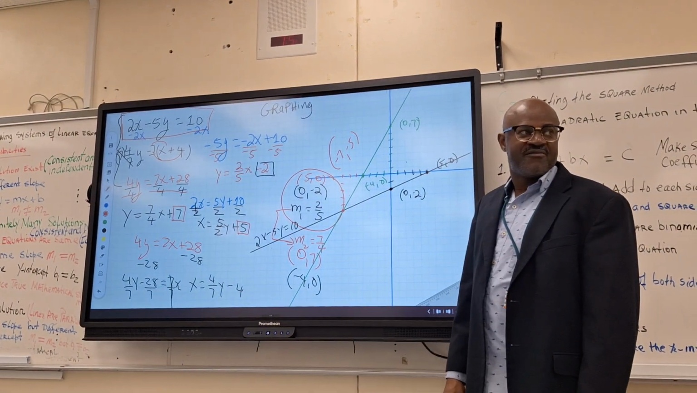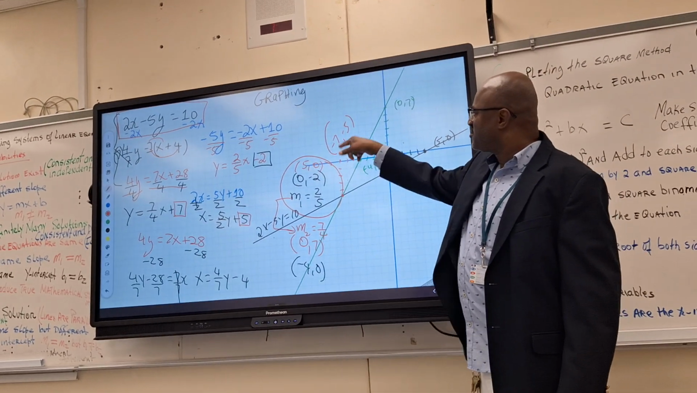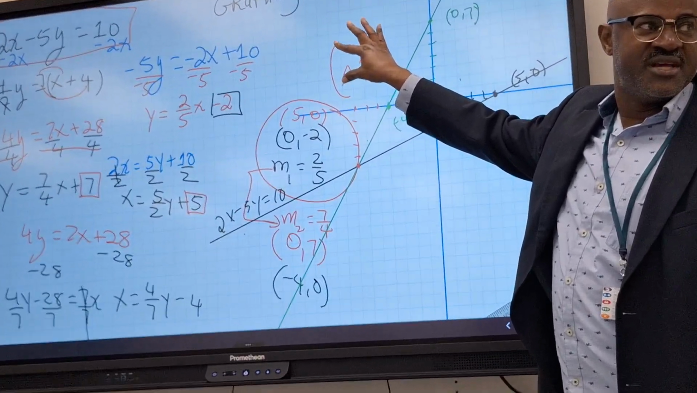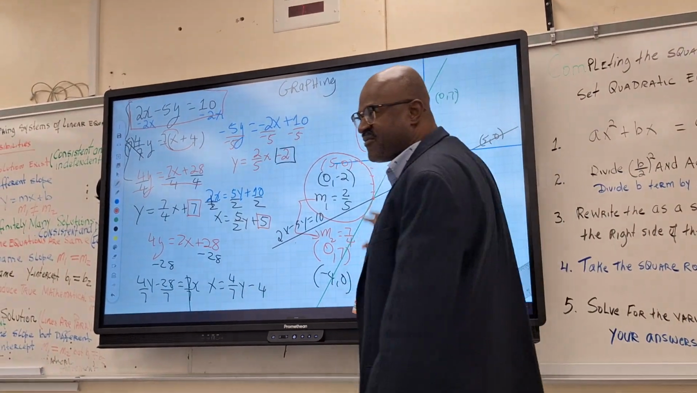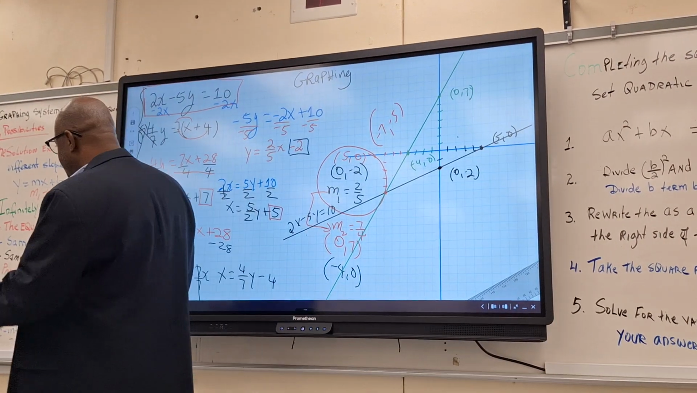And that will be your graph. That means if you were to do substitution or elimination, that will be the solution of the system. So the graph will find it for you. Any questions?